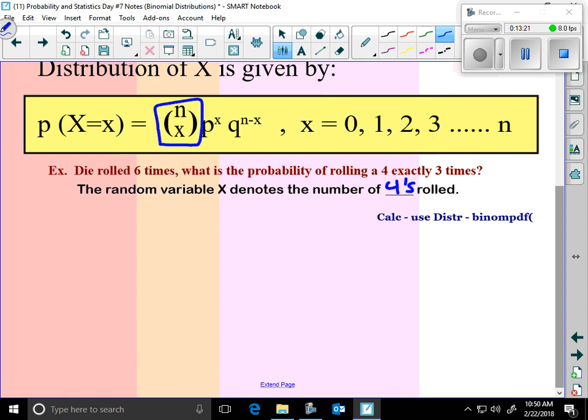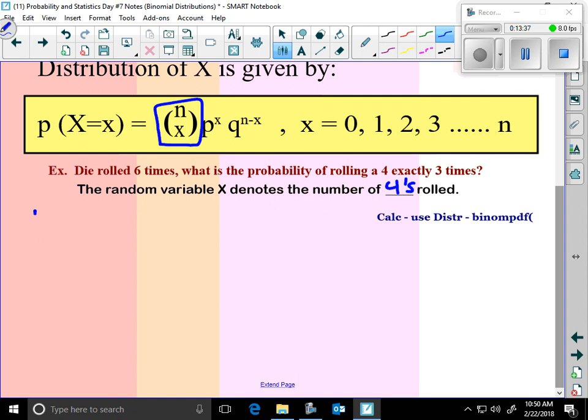What does that mean? N choose x, right? So you know how in previous slides we've been multiplying by 3? That was 3 choose 1 or 3 choose 2. That's why we multiplied it by 3 on that previous example.